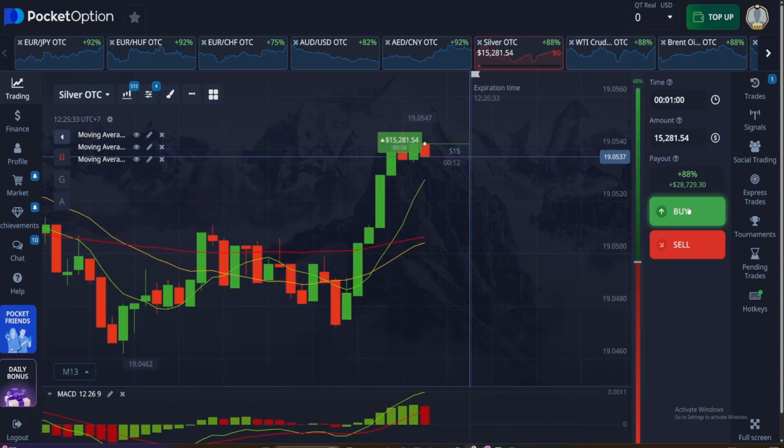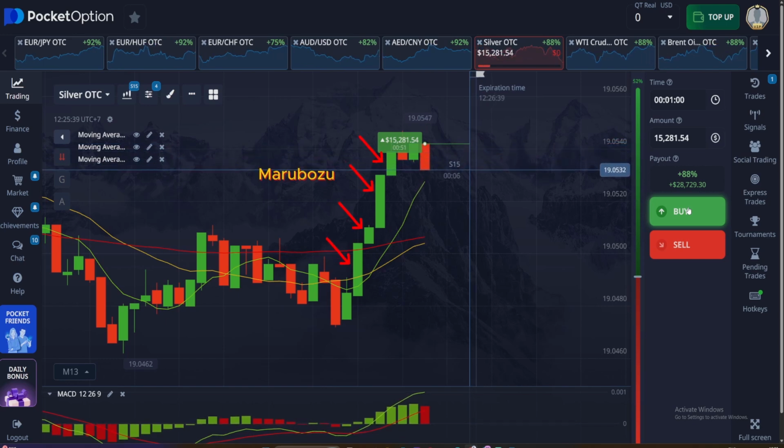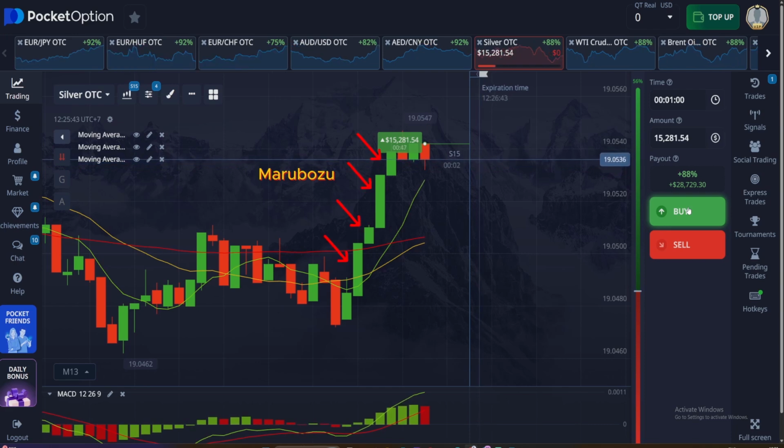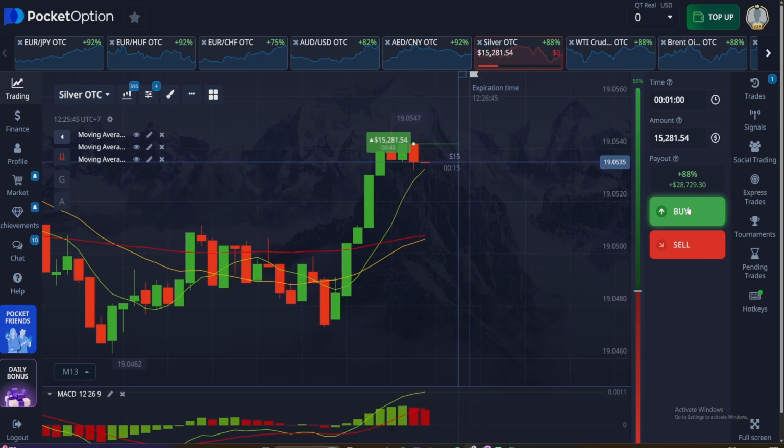Okay guys, in this market I decided to enter a buy position. The reason is quite strong. As you can clearly see on the chart, there are 4 consecutive Marubozu candles that successfully broke through the red line, which previously acted as a significant resistance area. This signals very strong buying pressure.